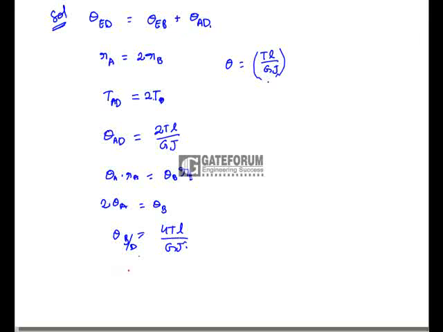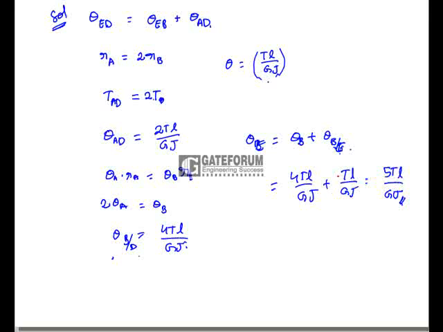Now theta E is equal to theta B plus theta E with respect to B. Theta B is theta B with respect to D, and here we have to calculate theta E with respect to B. Here theta B is equal to 4TL by GJ, and theta E with respect to B is just TL by GJ, which gives 5TL by GJ. So this is the total angle of twist at E.